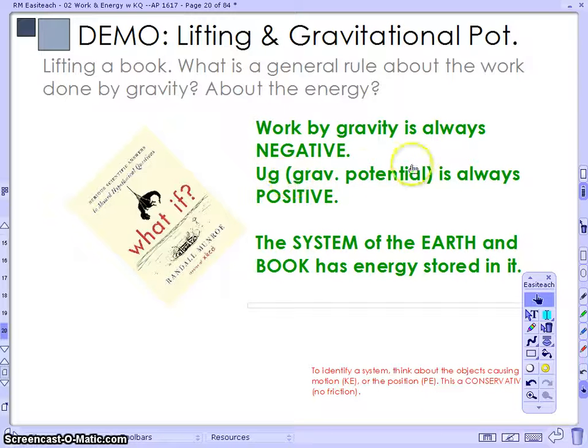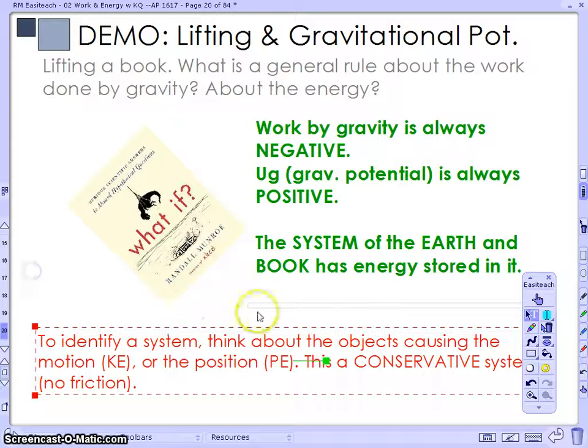But the gravitational potential that was gained is positive. There's a system which includes the Earth. The book has energy stored in it by virtue of being in that system. Now here's a little note about identifying the system.